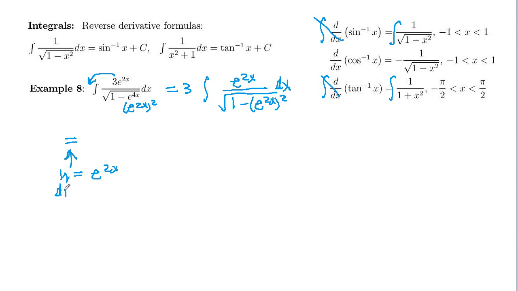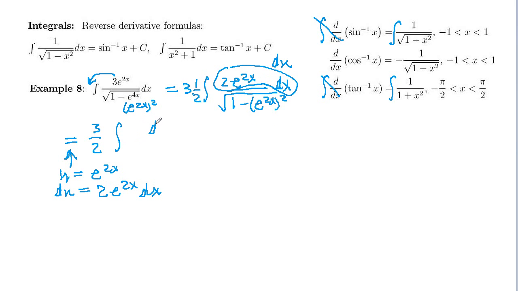So our du will be e to the 2x times 2, the derivative of the inside, so 2e to the 2x, and then times dx because we're doing differentials. And so we've got the e to the 2x dx up here. Let's multiply by the 2 that we need right here, and then compensate by multiplying by 1/2 outside. So now we've got a 3/2 out in front, 2e to the 2x dx, that's our du. So now we've got integral du up on top, and in the denominator, root 1 minus, there's our u squared.